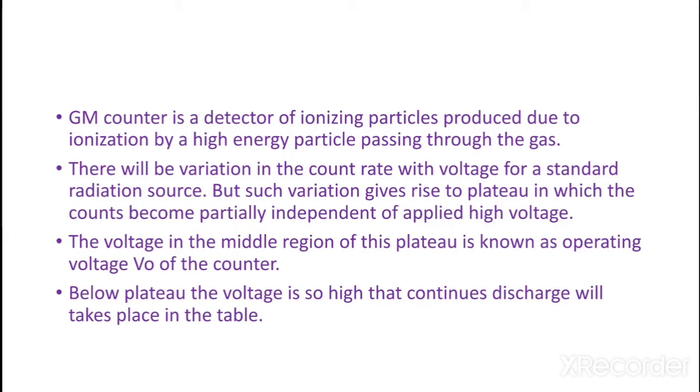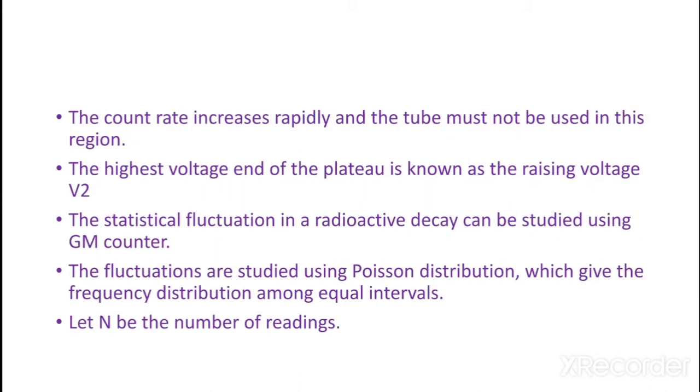Beyond the plateau, the voltage is so high that continuous discharge will take place in the tube. The count rate increases rapidly and the tube must not be used in this region. The highest voltage end of the plateau is known as the rising voltage V2.